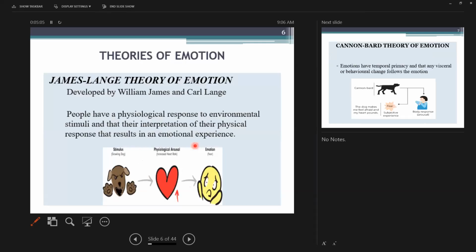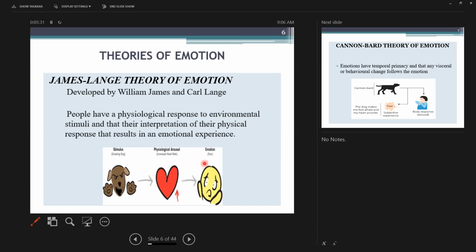Now, theories of emotion. I have described 3 theories of emotion here. The first one is the James-Lange theory of emotion, which was developed by William James and Carl Lange. Now, according to this theory, there is a physical stimulus. For example, here there's a growling dog. To this growling dog, there's a physiological response, that is our sympathetic system would get activated, and to this physiological arousal, there would be emotion.